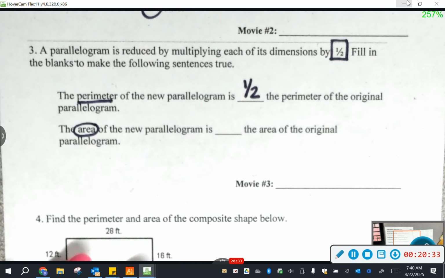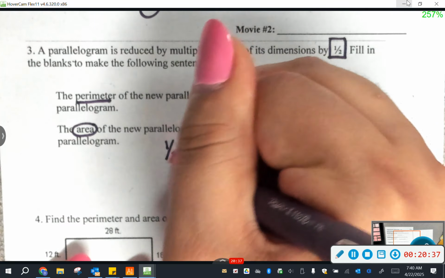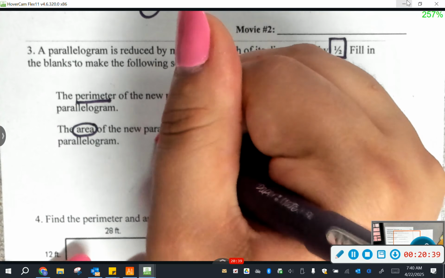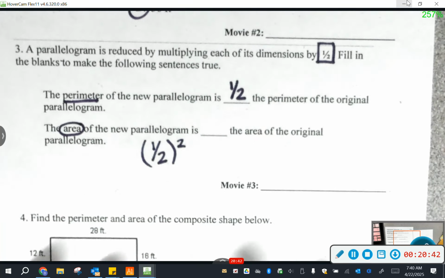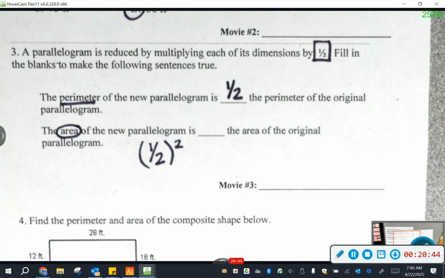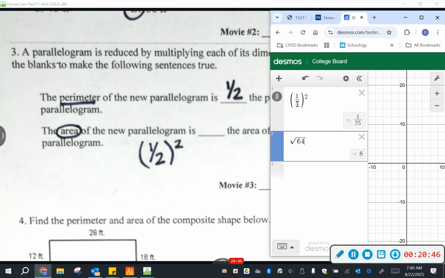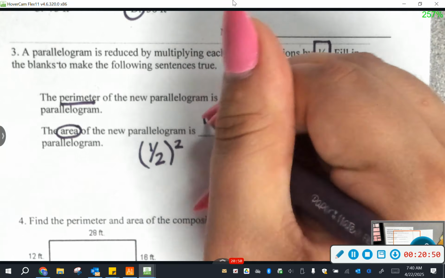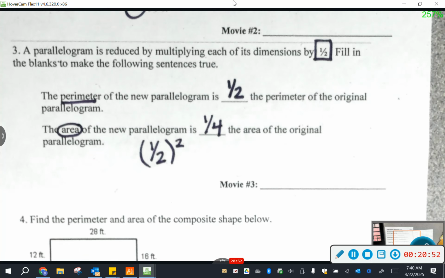What's going to happen to the area? 1/2 what? Squared. What is 1/2 squared? And if you don't know, use that beautiful Desmos. It is 1/4. So the area of the new parallelogram is 1/4. The area. You just square it for area. We okay with that? That's a test question.